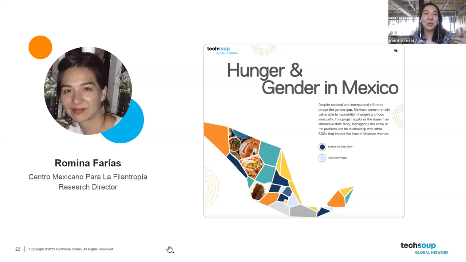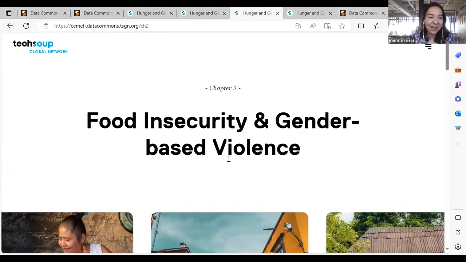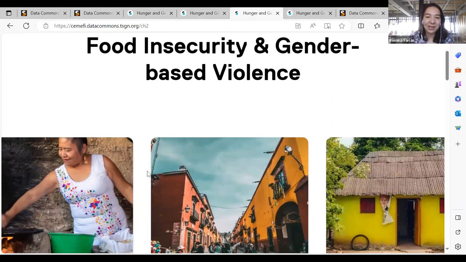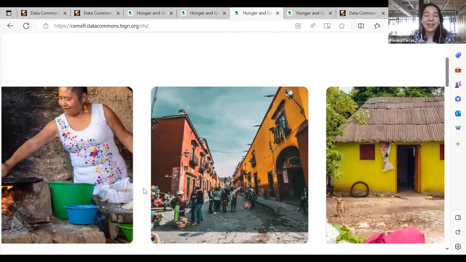And as Ingrid was saying, there were two different problems that we were trying to put together, trying to think about what was behind that. And we observed that, and maybe you can jump into chapter two. Is it possible? The story, yeah, because I think that's where you can actually see more of the information in chapter two.